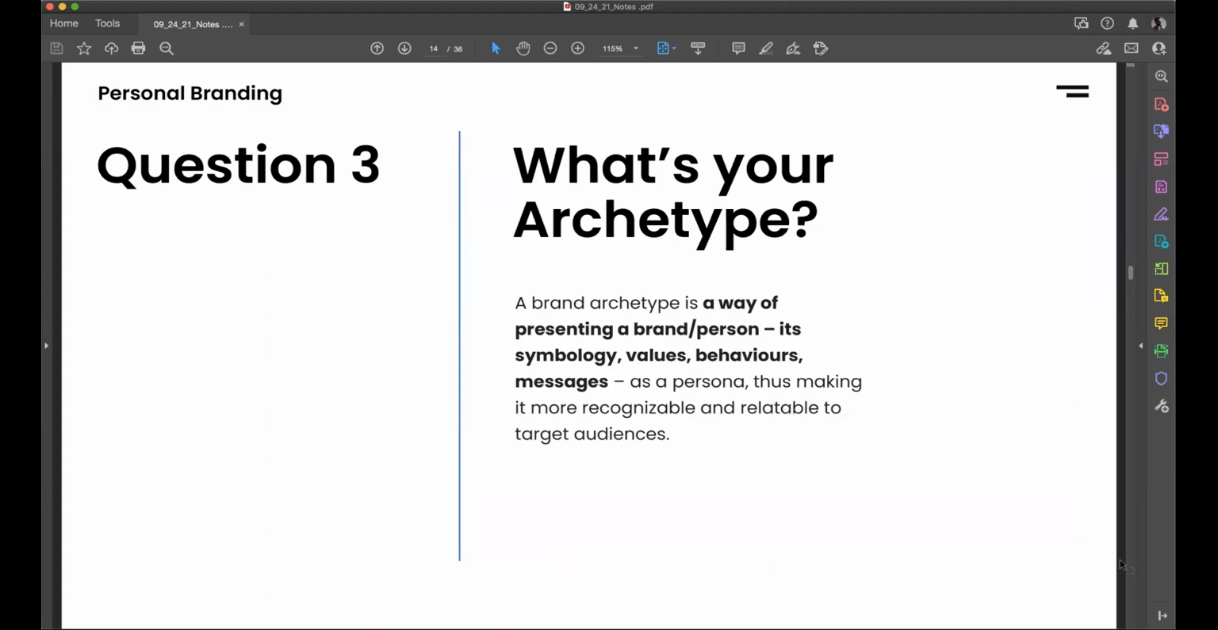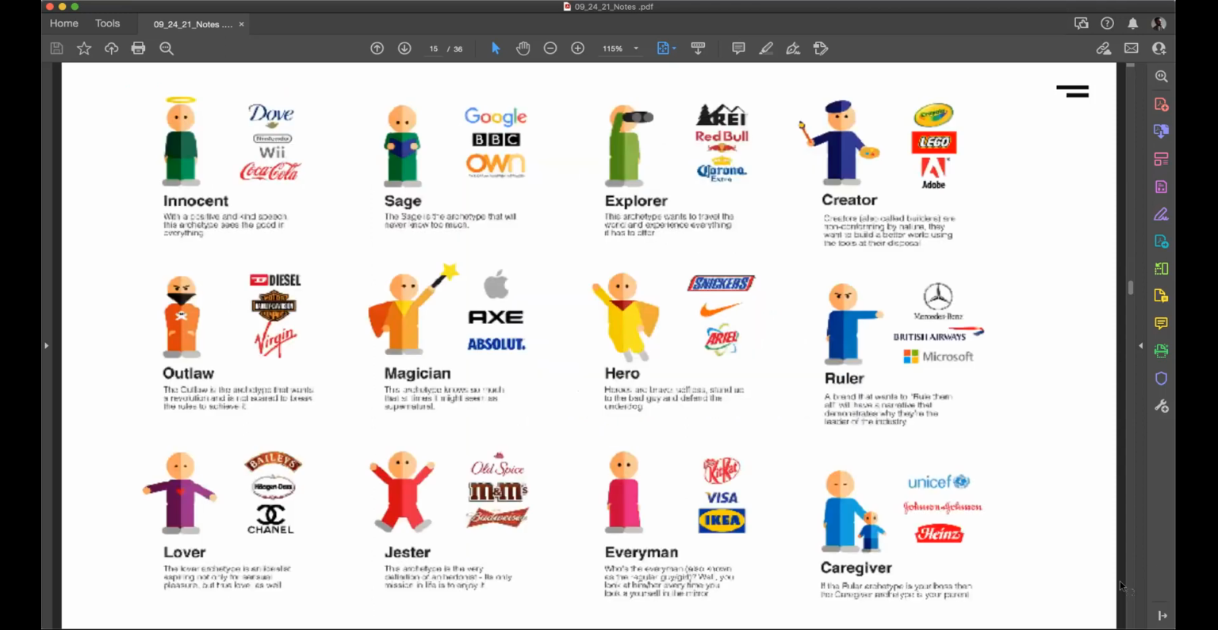What's so interesting about this concept is, if you were to describe a brand, you, your client, the place you work at, as a person, what kind of person would they be? It's a way of presenting them with the same symbolism, the same values, the same behaviors, and the same voice as a persona that we're very familiar with. You'll see in the next slide that there's a ton of these to choose from. But what I want you to think about is, which one of these archetypes would you be?